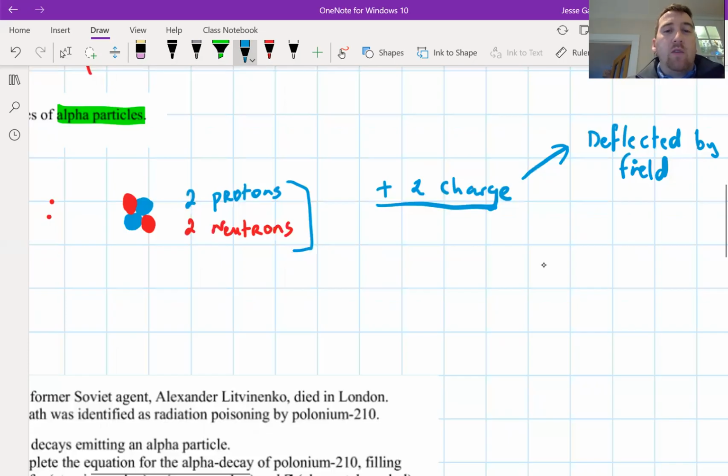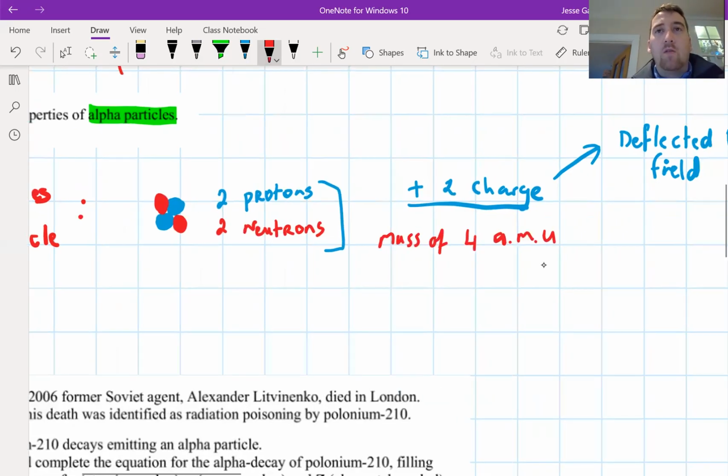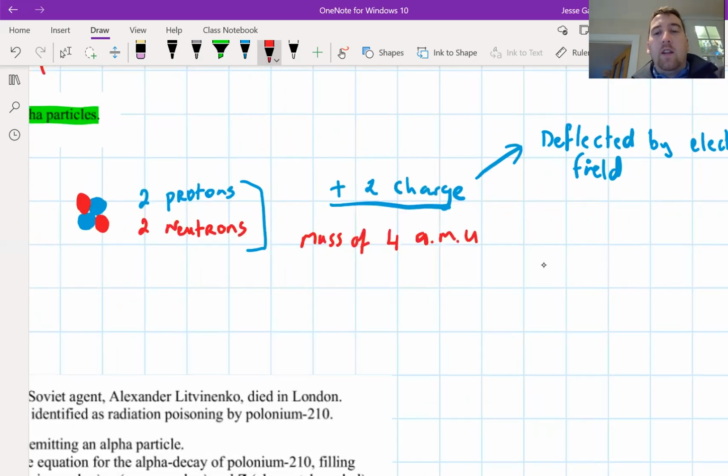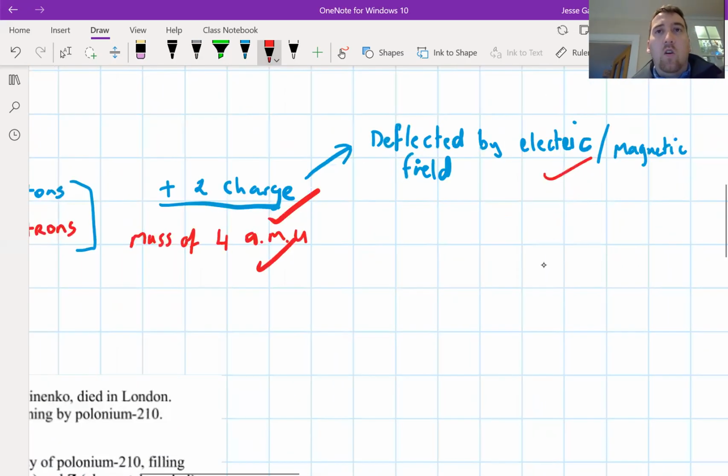What about its mass? Well, it's got two protons and two neutrons. So in AMUs, atomic mass units, what will the mass be? Pause the video, write that down. Okay, so we're going to say a mass of 4 AMUs. It's got two protons, two neutrons, mass of 4 AMUs. And again, that's another property. So either those two, or you could have this one.